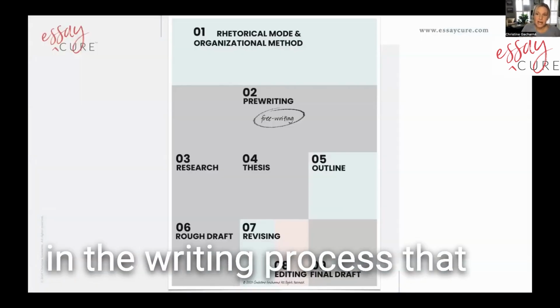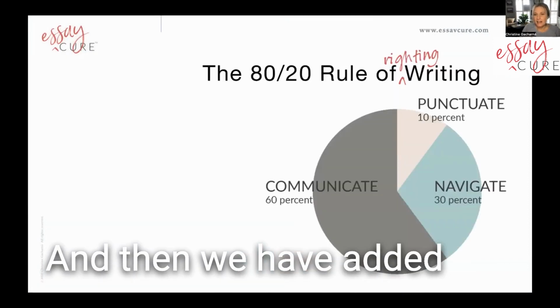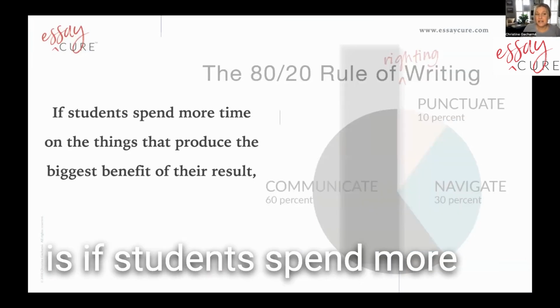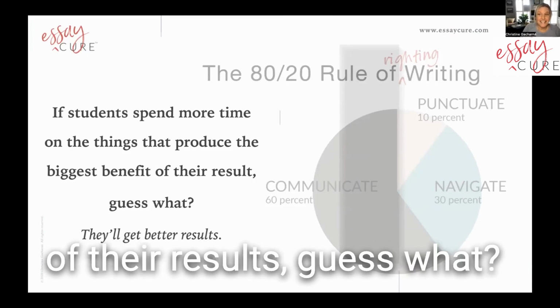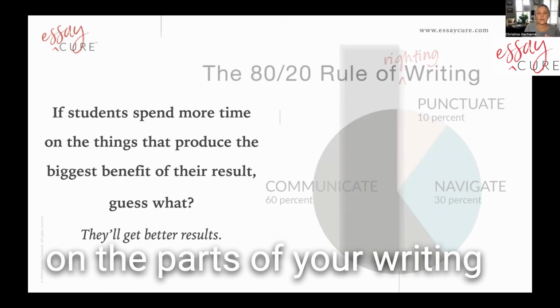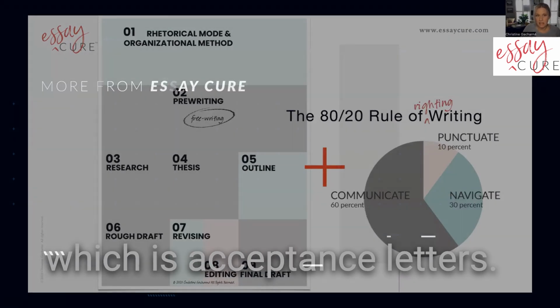We've taken the steps in the writing process that professional writers use, and then we have added our 80-20 rule of writing. The way it works is if students spend more time on the things that produce the biggest benefit of their results, guess what? They're going to get better results. So we want you focused on the parts of your writing that's going to get you the best bang for your buck, which is acceptance letters.